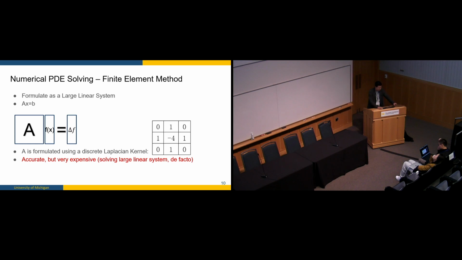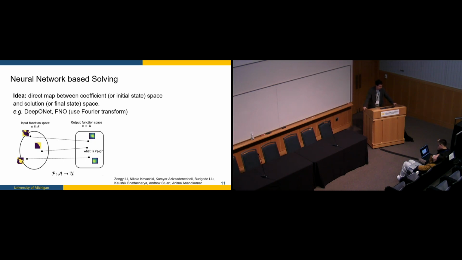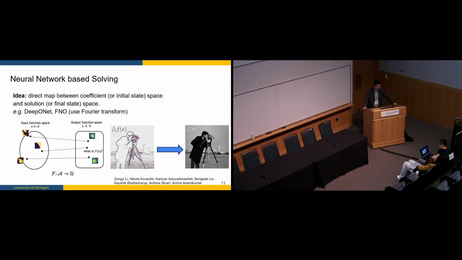In order to avoid solving these large linear systems and avoid this time complexity, what people have been trying in the literature is using neural networks to find a shortcut. The key idea is to find a direct mapping from some observation space to a solution space. Famous works here are the Fourier neural operator and DeepONet, which find the mapping from the Fourier space of the input to the Fourier space of the output. If you apply that to our story, I give you this Laplacian image, and you simply train a network that maps this Laplacian image into the original signal, without worrying about solving this system analytically or numerically.